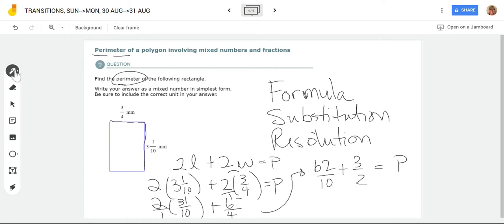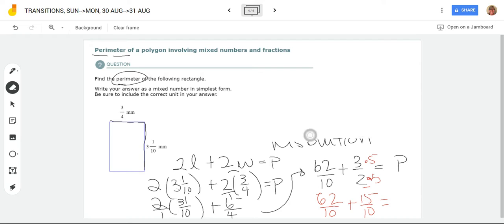I think that it's the fractions that have you guys stumped a little bit. So 10 is the common denominator because 2 goes into 10 and 10 goes into 10. So this becomes 62 tenths plus 15 tenths. And that equals, I'm sorry, I'm going to have to erase this. Please make sure you copy it down, formula, substitution, resolution.